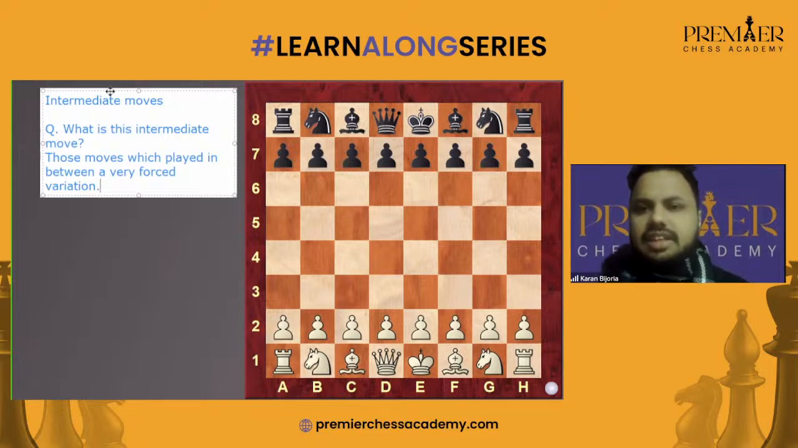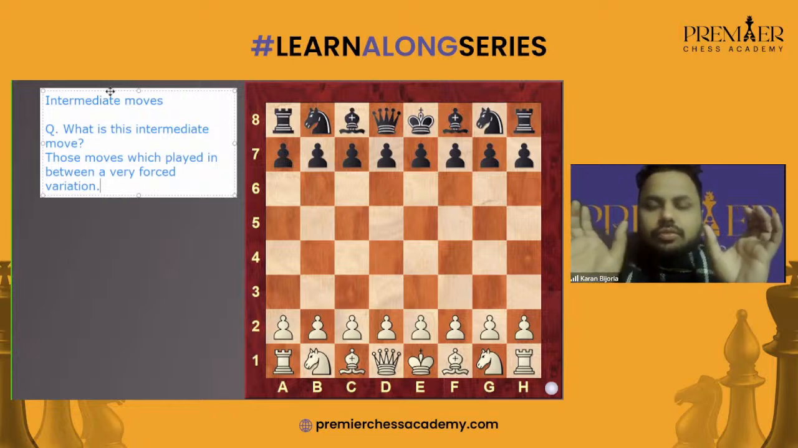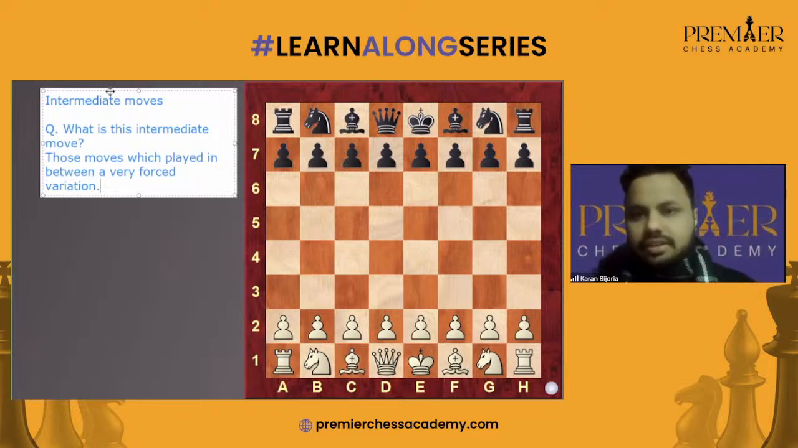When something is happening very forcefully in chess, like some capture is happening, like someone is giving some checks, these are known as a forced line. Like somebody has captured something, so you have to recapture, right? So this is forced. That's the reason intermediate moves come into play. Intermediate moves means the moves which come in between the forced line.